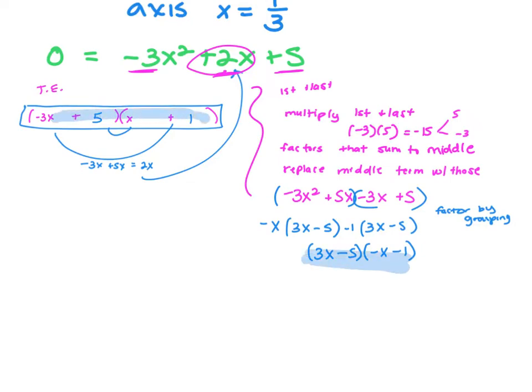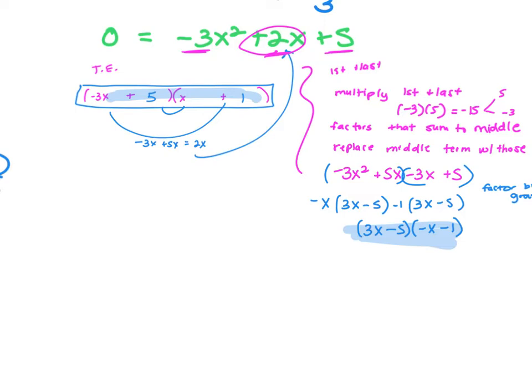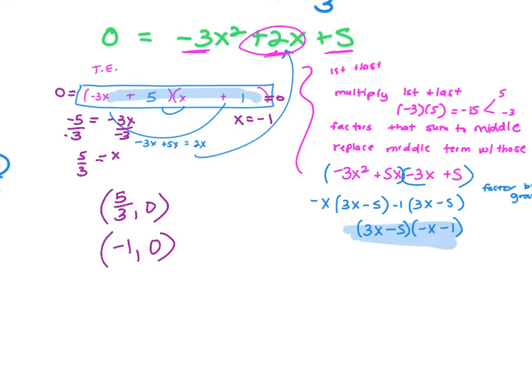This one is different from this one, but what happens when I solve these? I'd get negative 3x equals negative 5, and then divide by negative 3, and I get x equals 5/3, and then set this equal to 0, and I get x equals negative 1. So 5/3, 0, and negative 1, 0 are my x-intercepts. And then over here, I set this equal to 0, I set this equal to 0. I get 3x equals 5, x equals 5/3. Negative x equals 1, x equals negative 1.